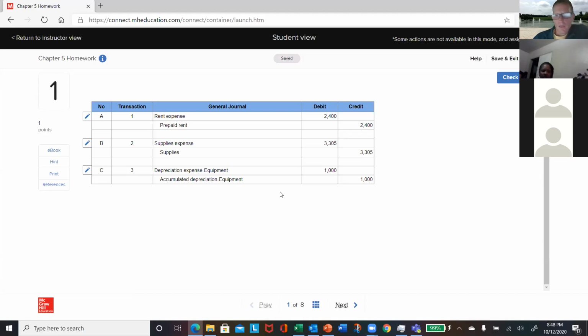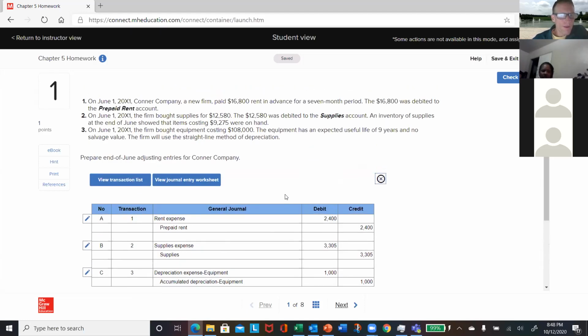Okay. All right. Are there any questions about problem 1, which by the way is very similar to what's in the textbook? Any questions on any of these 3 different types of adjustments or what I just showed you?